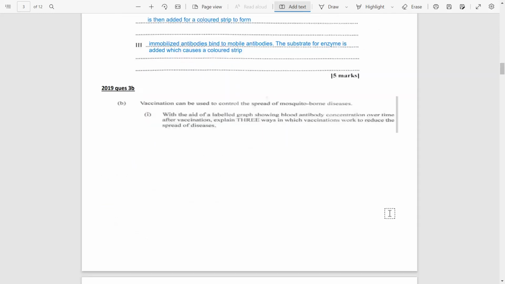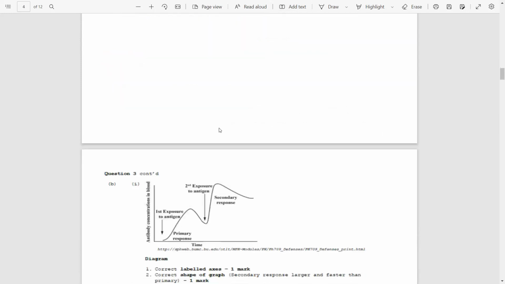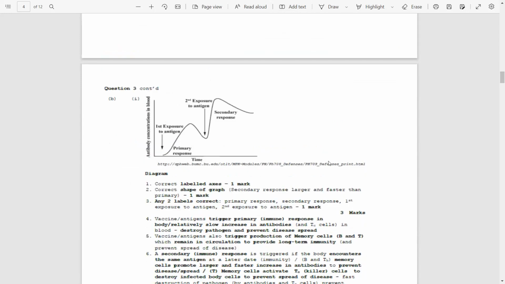Okay. So next we have this question on vaccination. 2019 question 3B says vaccination can be used to control the spread of mosquito-borne diseases. With the aid of a labeled graph showing blood antibody concentrations over time after vaccination, explain 3 ways in which vaccinations work to reduce the spread of diseases. All right, so this one, I'll just discuss the answer.